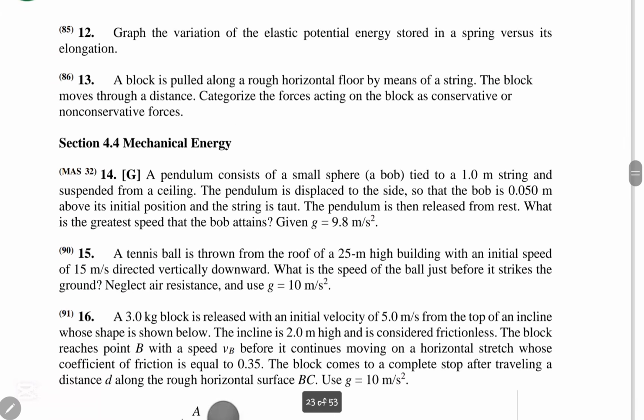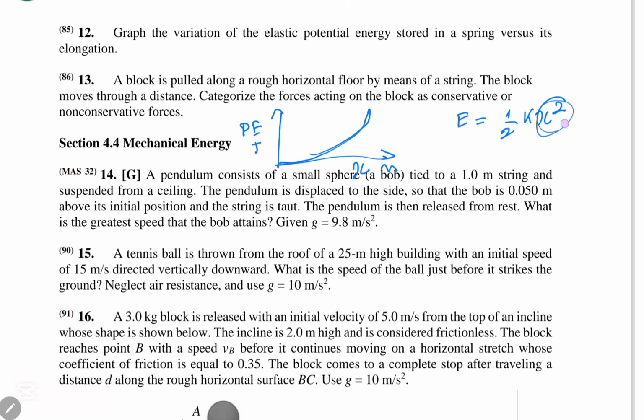We'll move on now to question 12. It says, graph the variation of the elastic potential energy stored in a spring versus its elongation. You need to know it's an exponential function, right? My potential energy here in joules, my displacement here, x in meters, it's going to be an exponential function like this. Why? Because my potential energy is equal to 1 over 2 k x squared. Because of the x squared, it has an exponential rise. Okay, so that's it for question 12.